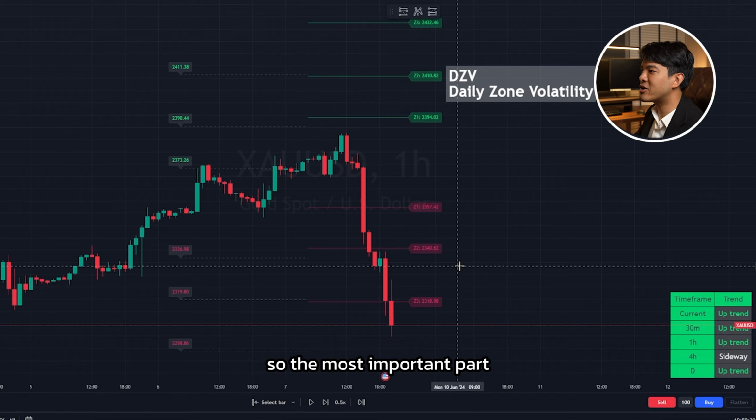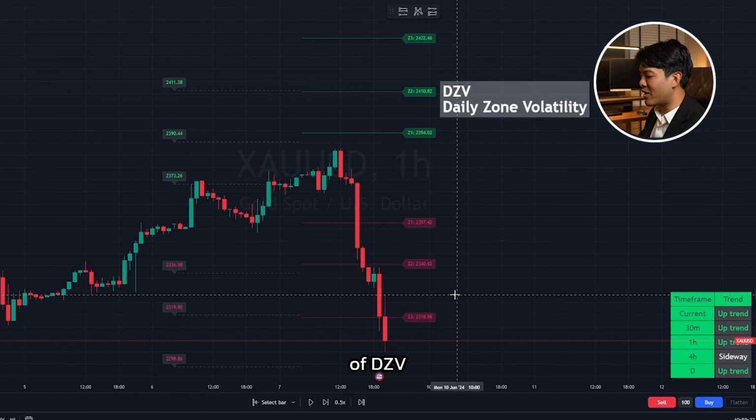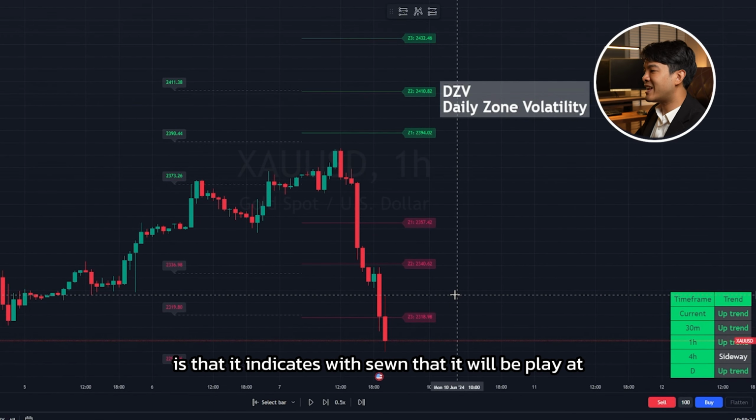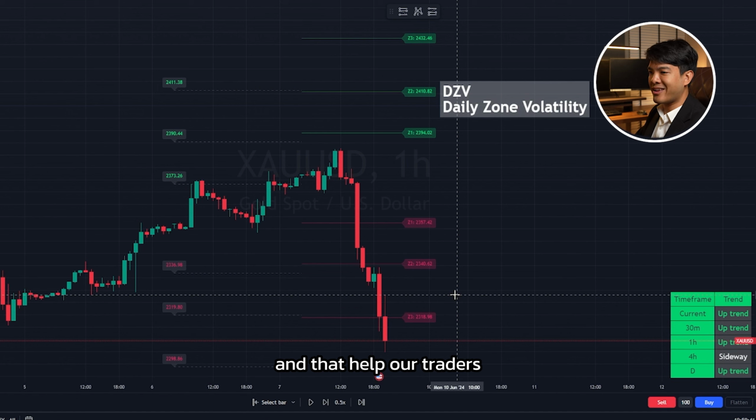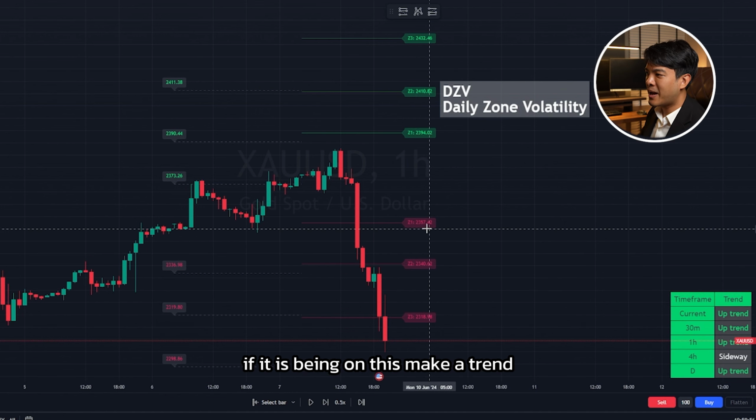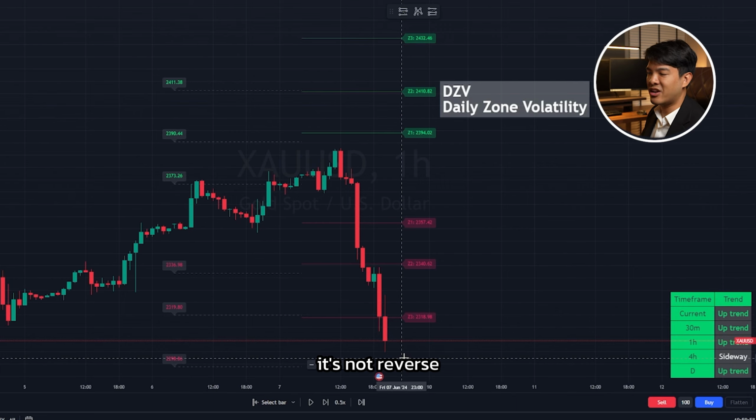So the most important part of daily zone volatility is that it indicates which zone that it will be played at, and that helps our traders not to get their account blown by not having a stop loss or thinking that, oh, it might reversal. Well, if it is being on this mega trend, it's not reversal.